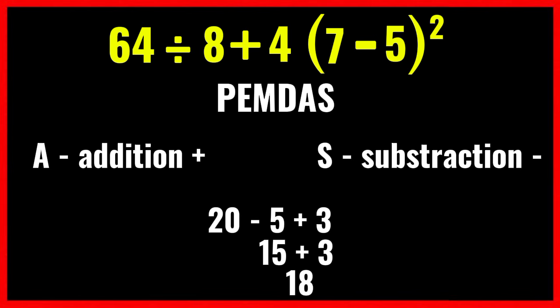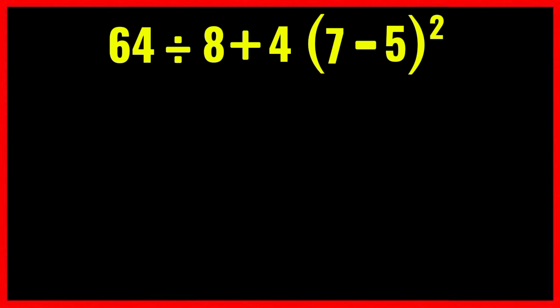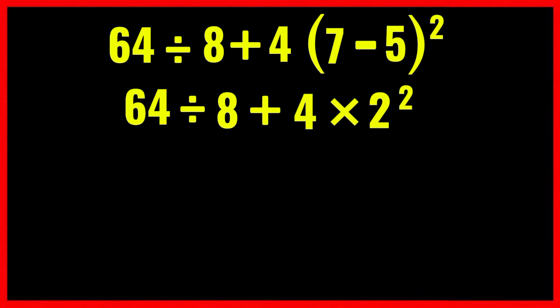Now let's return to today's challenge. Our original expression is 64 divided by 8 plus 4 times (7 minus 5) squared. First, solve the parentheses. 7 minus 5 equals 2. Now the expression becomes 64 divided by 8 plus 4 times 2 squared. Next, solve the exponent. 2 squared means 2 multiplied by 2, which equals 4. Now the expression becomes 64 divided by 8 plus 4 multiplied by 4.